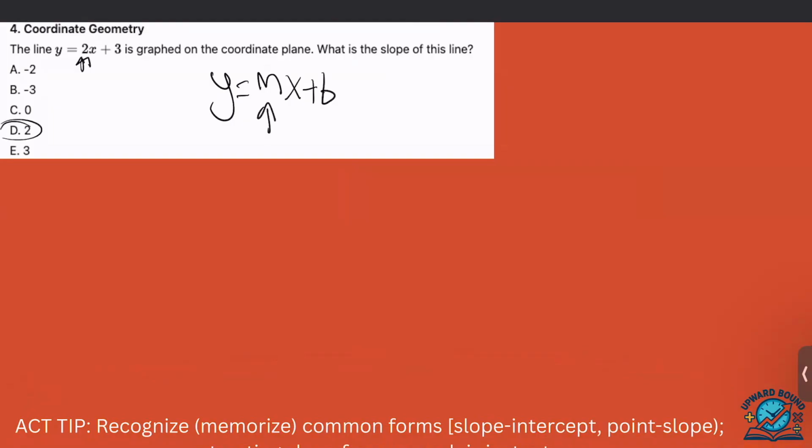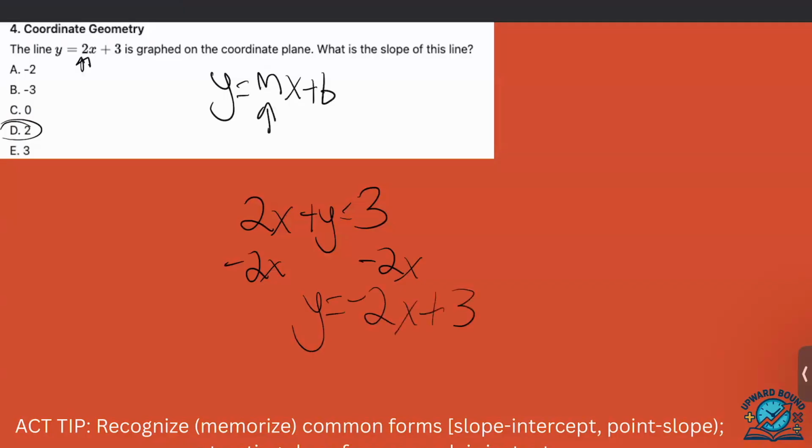Now, if this were something like 2x plus y equals 3 and it's asking for the slope, you need to rearrange this. And that's how you get negative 2, because you do minus 2x: y equals negative 2x plus 3. The key here is to always remember to put it back in this form.